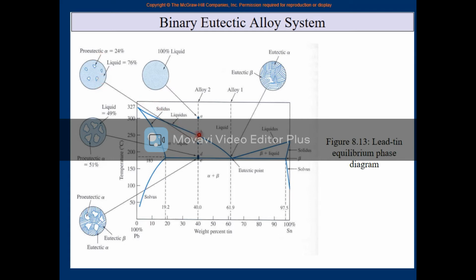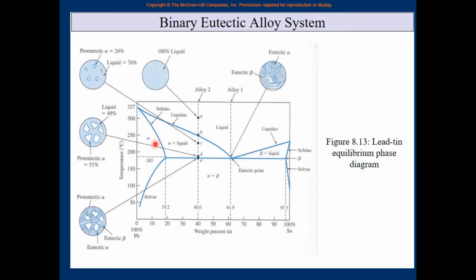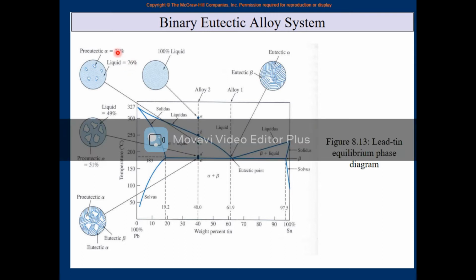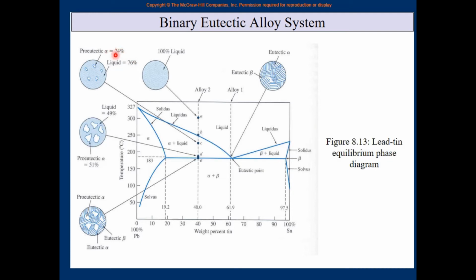Of course, you can draw a tie line here and find the composition of the liquid and the composition of the solid. So here you find 76% liquid and 24% solid, but we don't want to do that, right? Sorry, this is the mass fraction: 76% liquid, 24% solid. But we are not talking of that. Only draw the circle and some small dots. Those small dots are alpha, the rest is liquid.